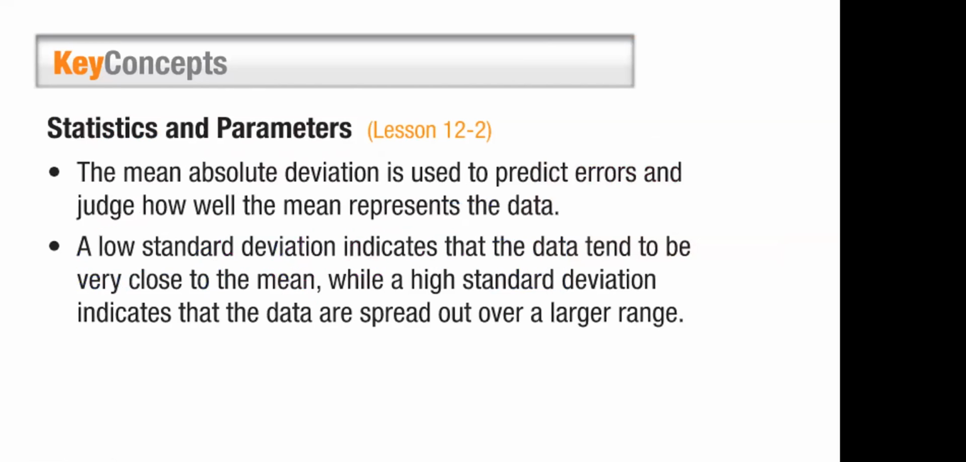All right. So then the next lesson talks about statistics and parameters. The mean absolute deviation is used to predict errors and judge how well the mean represents the data. A low standard deviation indicates that the data tend to be very close to the mean, while a high standard deviation indicates that the data are spread out over a larger range.